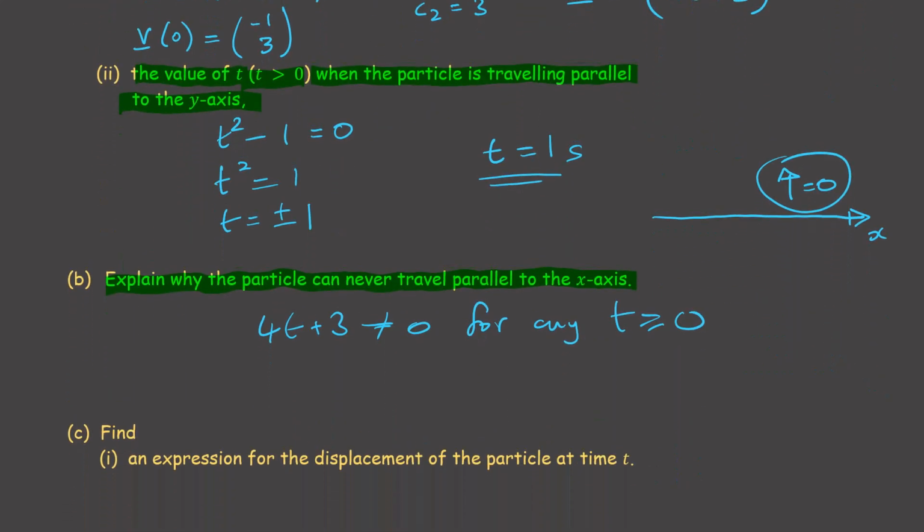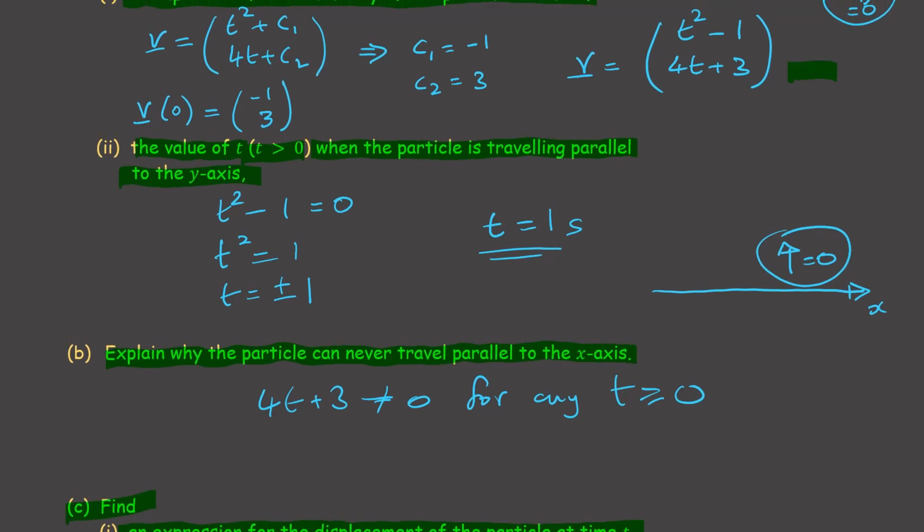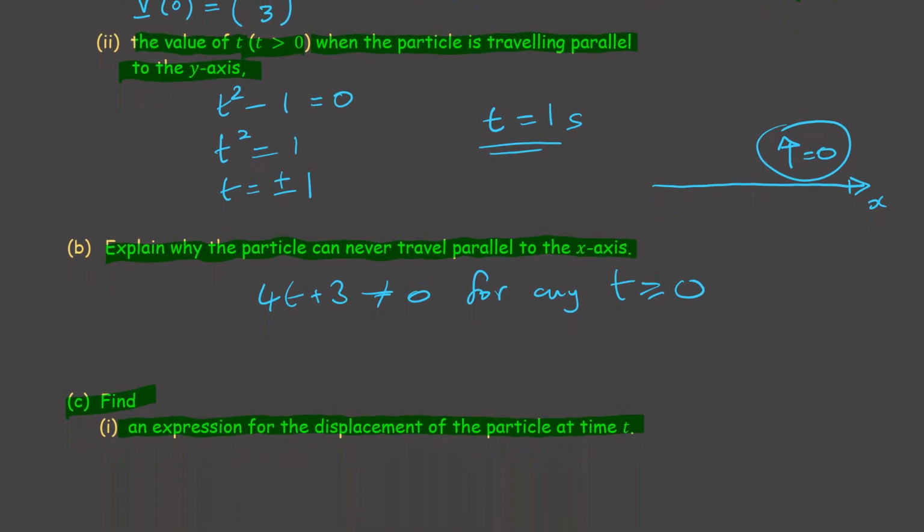We now want to find an expression for the displacement of the particle at time t. So we've got the velocity up here. We're going to need to integrate that again. So r is going to be t cubed on 3, take away t plus a constant, and 2t squared plus 3t plus another constant.